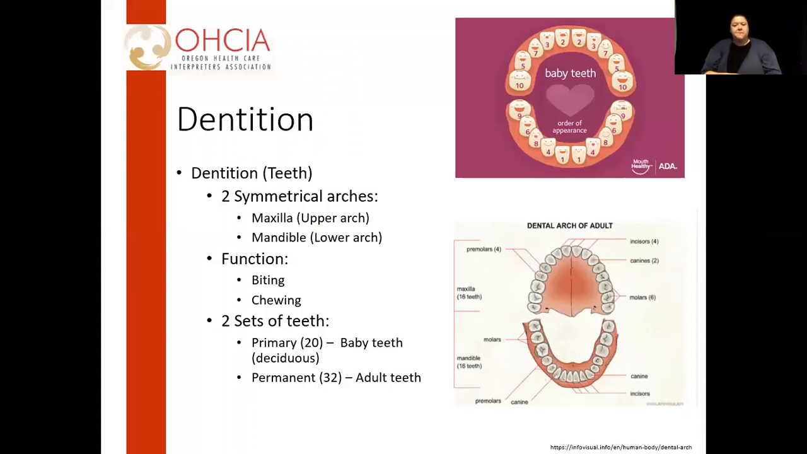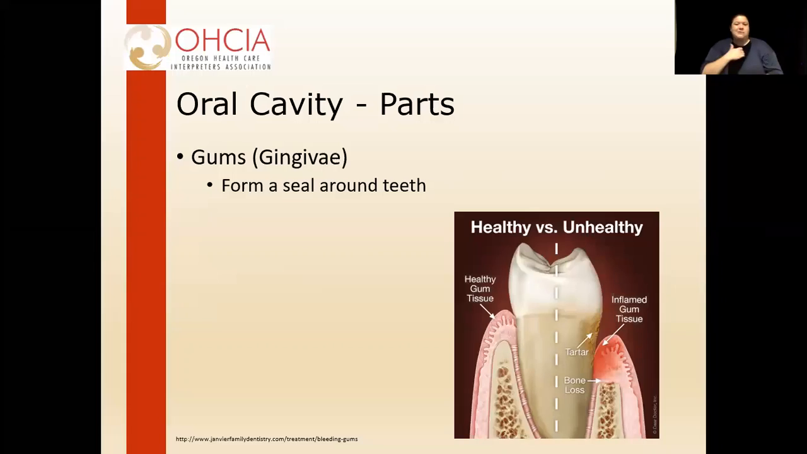On the left side of this picture, you can see there's healthy gum tissue. It's all nice and pink and it's all the way up. On the right hand side, where there's tartar and bone loss, the gum tissue is all inflamed. So this is what happens when you have unhealthy gums and teeth.